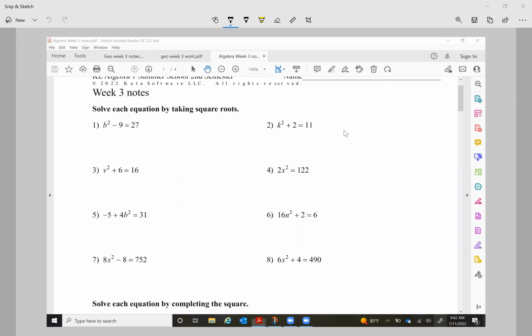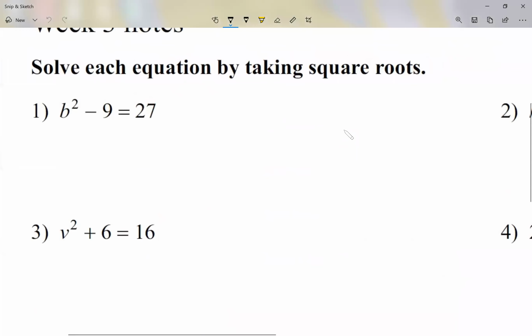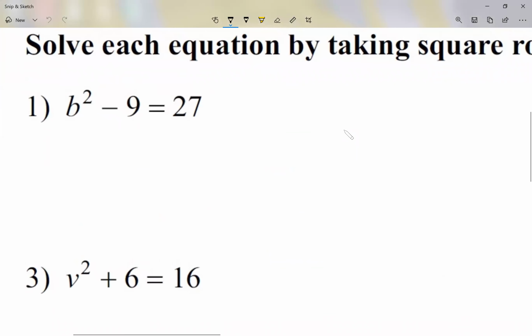Okay, so now we're moving in on the first 8 of our nodes. We're going to be solving by taking square roots. My instructions will say, leave your answers in simplest radical form. I'm going to talk about what that means. So here I have an equation. An equation is basically anything that has an equal sign in there. I do see an equal sign there, so it is an equation, and I'm going to solve.